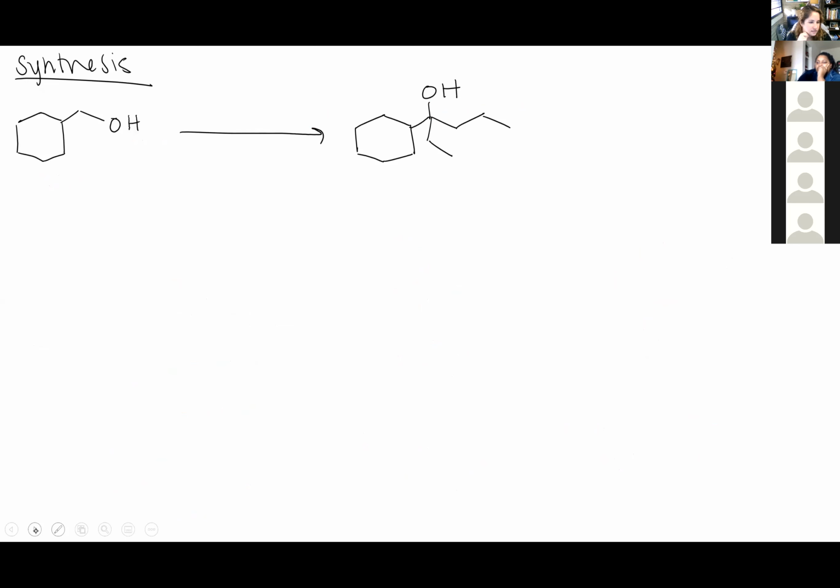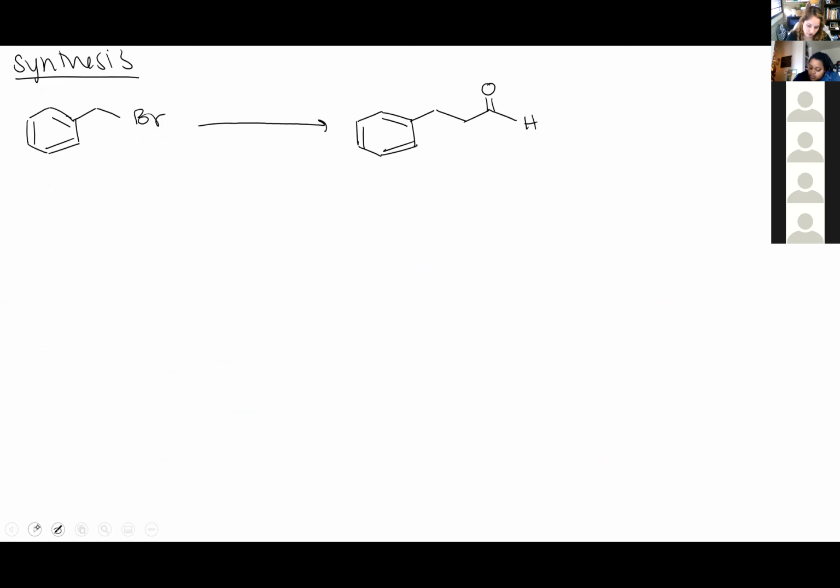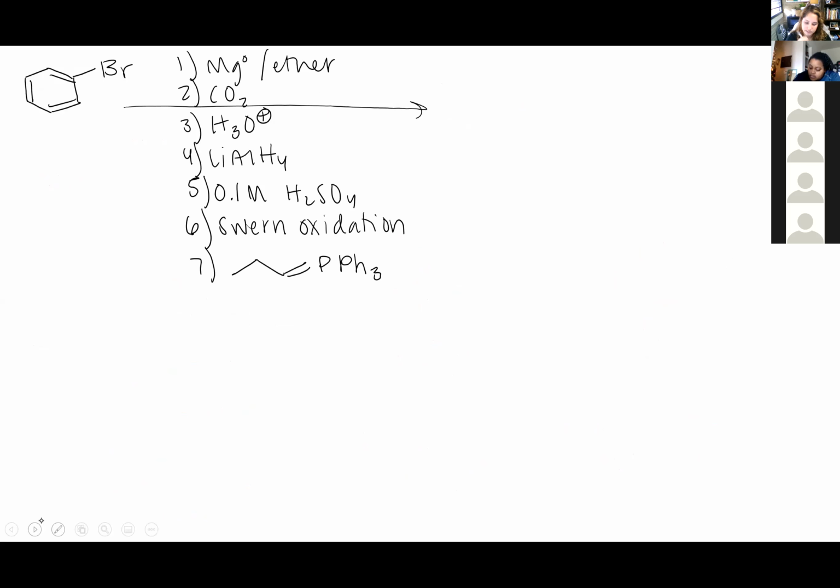Okay, so this one is a little more challenging than what we've been doing. Did anybody work on this? Maybe we should work through the problems and then work through the synthesis one. Let's jump ahead to some problems. Let's get those out of the way, and then we can go back to synthesis at the end. Okay, so let's work on this one.